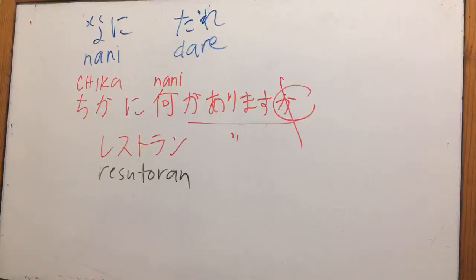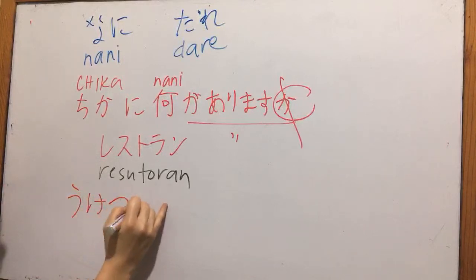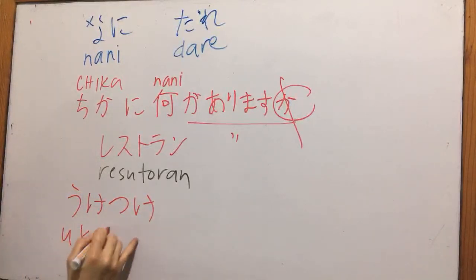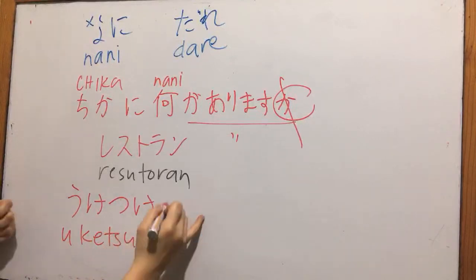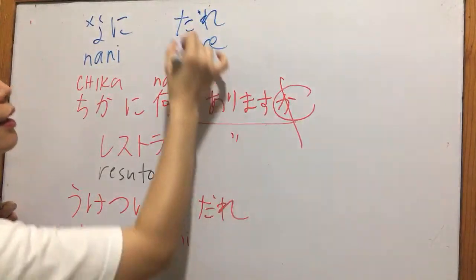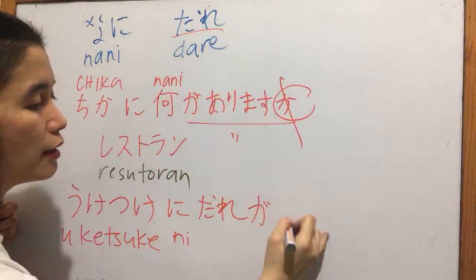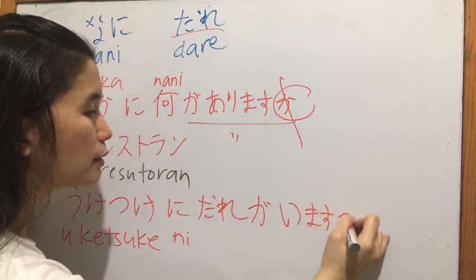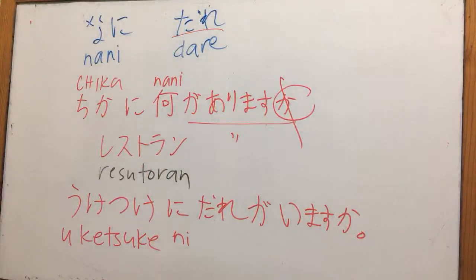Okay. Next, how about for dare? For example, uketsuke. Uketsuke is reception desk. Uketsuke ni dare ga imasu ka? Since it's a place, ni. So, dare ga imasu ka? Uketsuke ni. Okay, so who is at the reception desk?